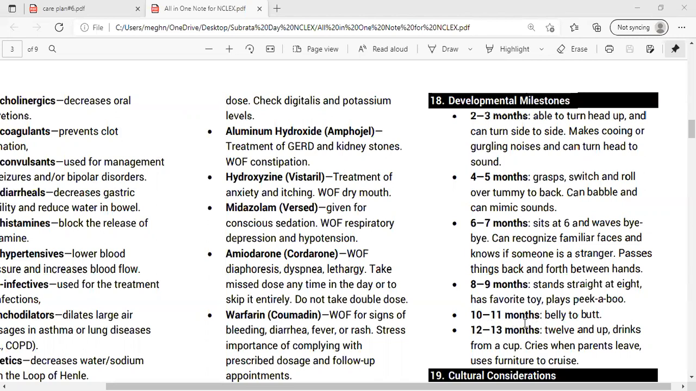10 to 11 months, the baby goes belly to butt. At 12 to 13 months, or 1 year, they can speak up and say words. They drink from a cup. Baby cries when parents leave. Also uses furniture to cruise.